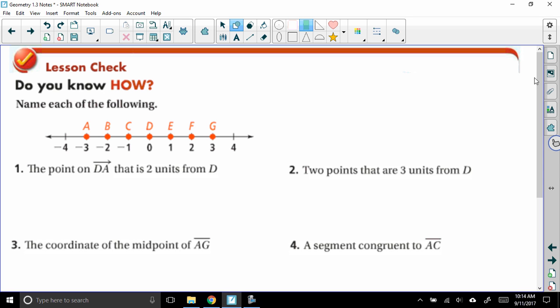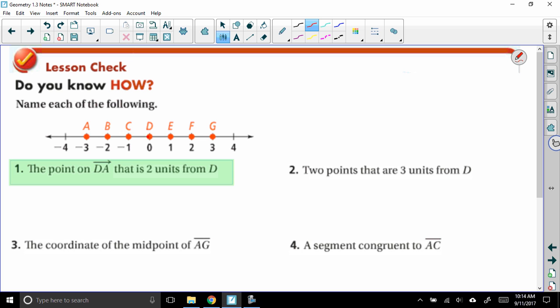Okay. So anyway, name each of the following. The point on ray DA that is 2 units from D. I'm a bad reader, I've got to read this one again. So I'm looking at ray DA, from here to here. The point on there that's 2 units from D. Here's D, and the point that's 2 units from D, I guess that would be the point B. All right, let's go to the other one.